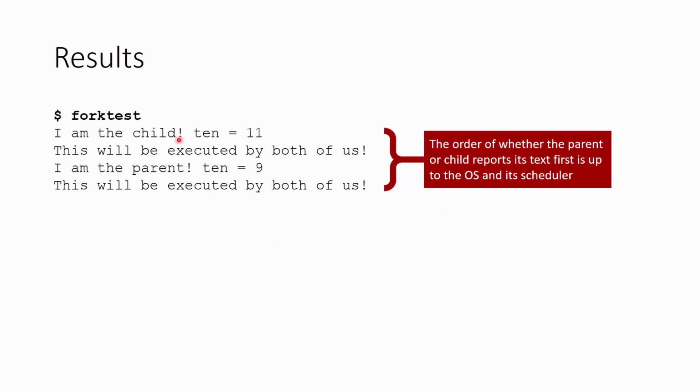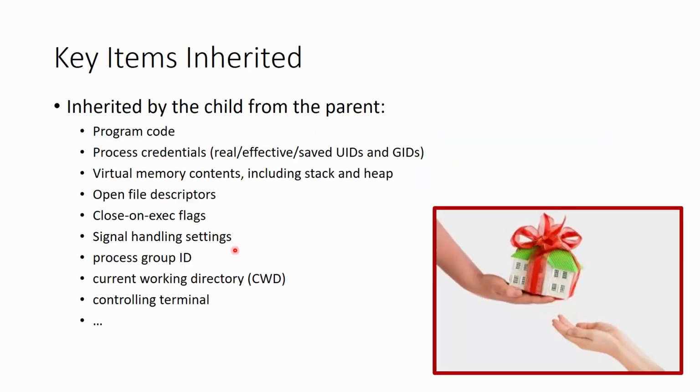So the order of this is up to the operating system and the scheduler. You don't know which one's going to go first. Is the child going to go first? Is the parent going to go first? Are they going to be interleaved because of when the printf statements are firing off? That's up to the operating system and its scheduler. About the only thing we can say is that the "I am the child" line is going to occur before the child's version of "this will be executed by both of us," and the "I am the parent" line will be executed before the parent's version of "this will be executed by both of us." That's about all you can say about the results of when these things happen.